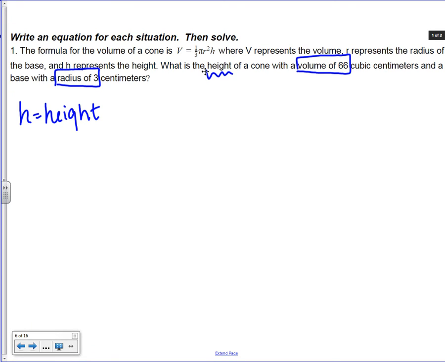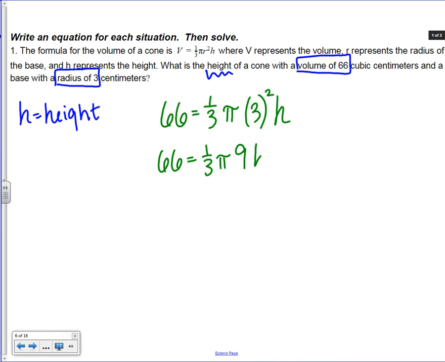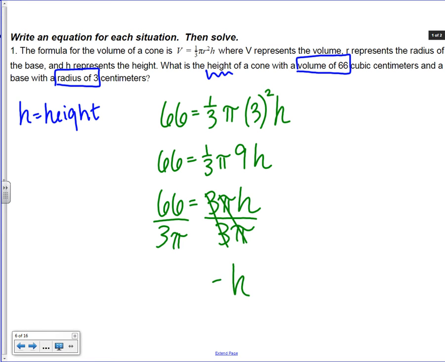My new equation with all that plugged in looks like that. Well, I know 3 squared is 9. And I can also take this 1/3 and multiply it by the 9. Remember, you're allowed to multiply anything you want together. So I now have this. Well, I need to solve for h. You can tell the 3 and the pi are being multiplied by the h, so we're going to divide by it. And I get h equals approximately 2.33.